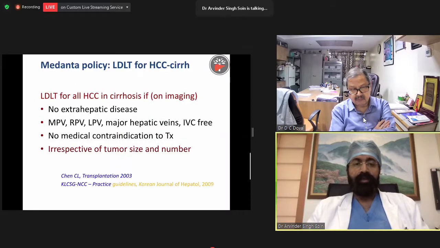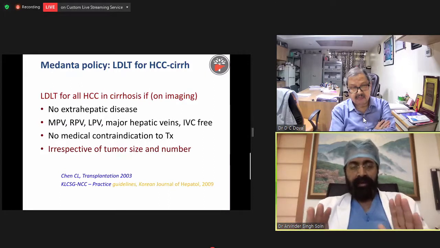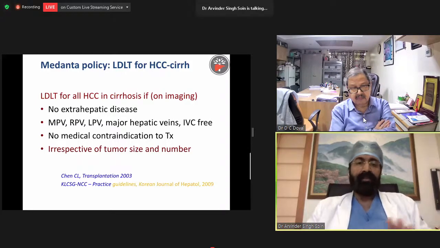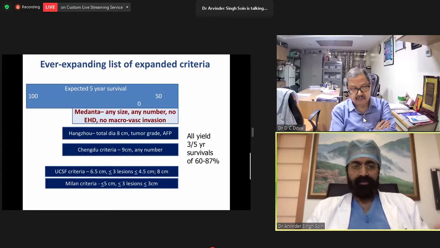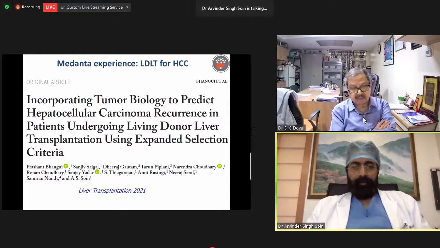What is our policy? We transplant all HCC in cirrhosis unless they are less than 2 centimeter single lesion, without extrahepatic disease, as long as there's no medical contraindication to transplantation. And the major vessels, that's portal veins and hepatic veins and IVC, should be free of tumor. So we take all comers irrespective of tumor size and number. And we've actually published this. We published this very recently, our entire series based on these criteria.